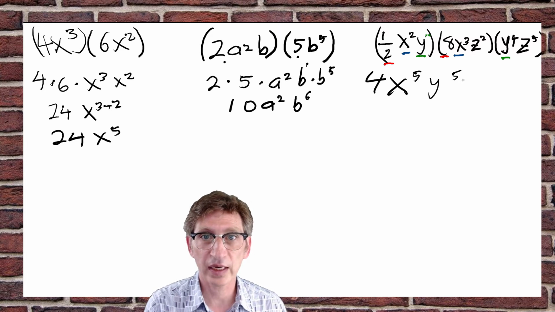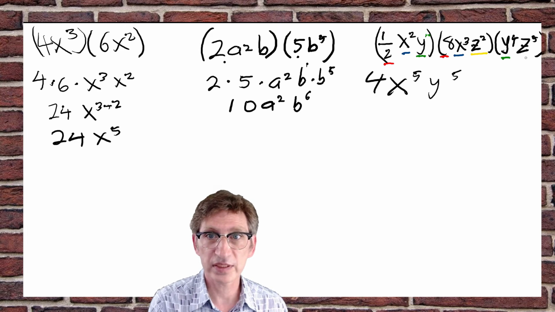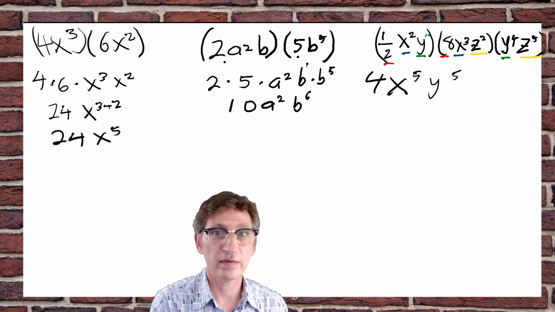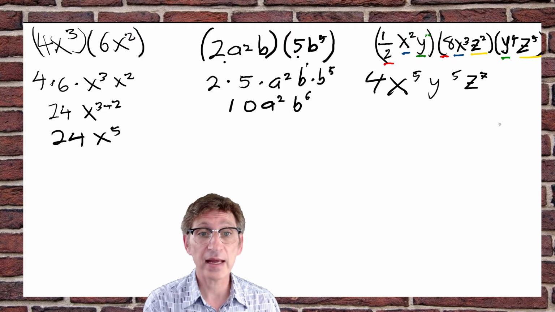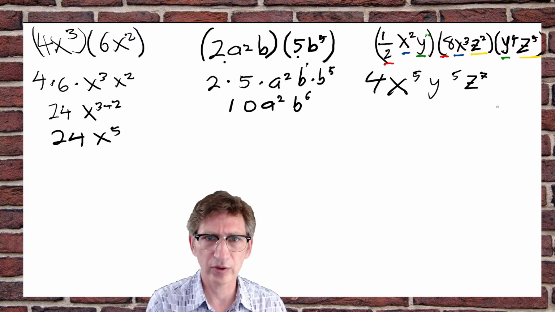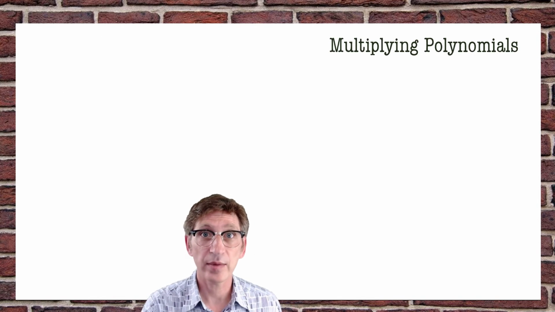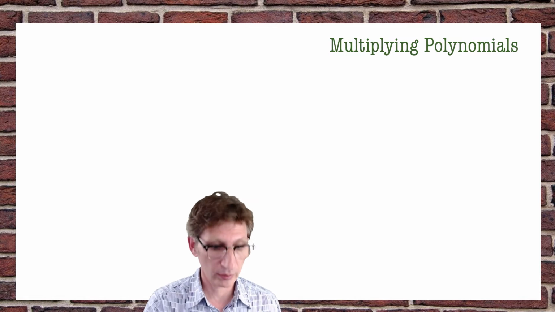And then I've got a couple powers with a base of z. So I will have z squared times z to the 5th is z to the 7th. And that is monomials times monomials. Remember, a monomial is a polynomial, even though it only has a single term. The next step is a monomial times a polynomial. And this time our polynomials will have more than one term.